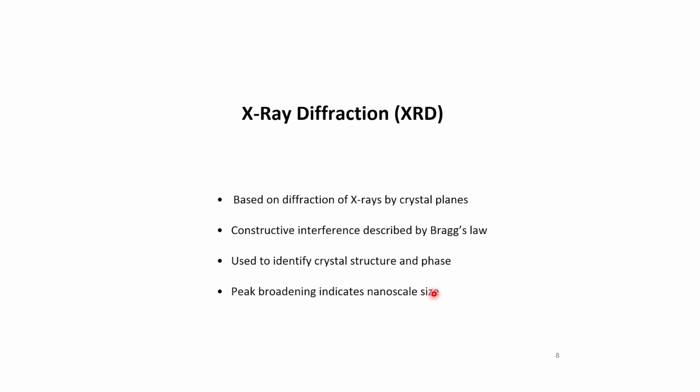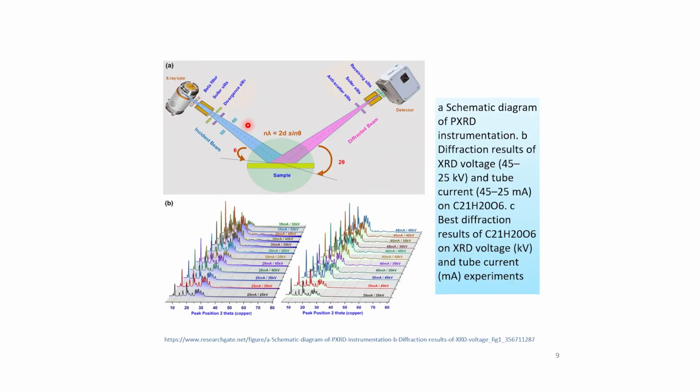And peak broadening: when you observe on the screen, the peak broadening will indicate the nanoscale size. As the X-rays are diffracted and recorded on the screen, you will see that certain peaks will be obtained, and the peak broadening will indicate the nanoscale size. So, that is a picture of how it exactly works.